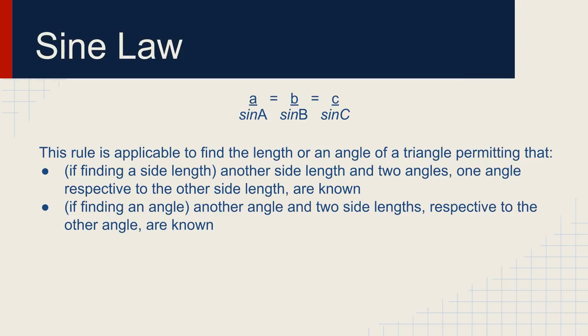The sine law is that a divided by sine A is equal to b divided by sine B is equal to c divided by sine C. Sine law is applicable to find the length or an angle of a triangle, permitting that if finding a side length, another side length and two angles, one angle respective to the other side length, are known. But if you're finding an angle, another angle and two side lengths, respective to the other angle, have to be known. So let's try this out.